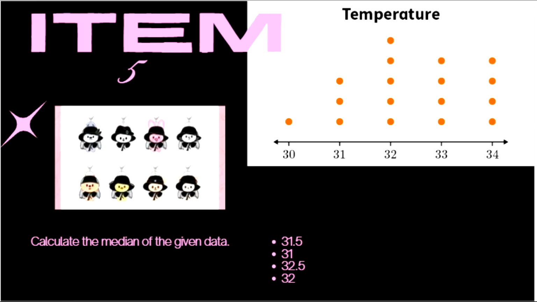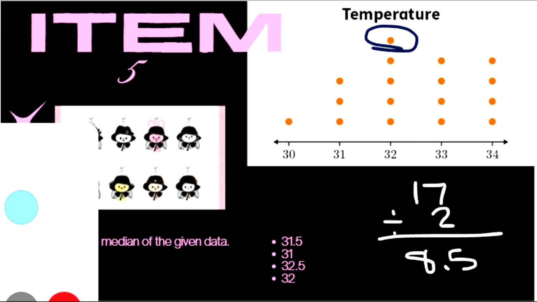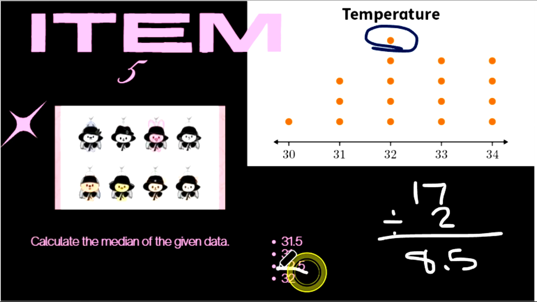Item number 5. Calculate the median of the given data. So first we need to figure out how many data points we have. 1, 2, 3, 4, 5, 6, 7, 8, 9, 10, 11, 12, 13, 14, 15, 16, 17. So 17 divided by 2 is going to give us 8.5. So let's go find that. I need a different color. 1, 2, 3, 4, 5, 6, 7, 8.5. Which means our median is going to be 32. Right there.